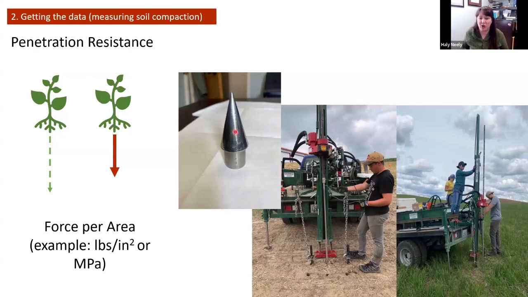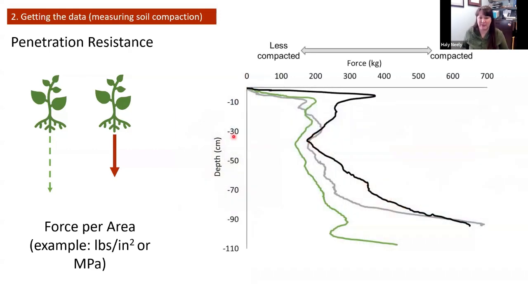Then we drive this cone down into the soil and have sensors measuring the depth and the force it takes to drive this into the ground. So we get a nice profile with this method. The nice thing about this method is that instead of getting one measurement for a given volume or depth of soil, we can get a continuous measurement of force.